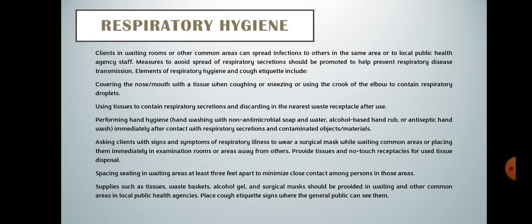Performing hand hygiene: hand washing with non-antimicrobial soap and water, alcohol-based hand rub, or antiseptic hand wash immediately after contact with respiratory secretions and contaminated objects or materials. Asking clients with signs and symptoms of respiratory illness to wear a surgical mask while waiting in common areas, or placing them immediately in examination rooms or areas away from others. Provide tissues and no-touch receptacles for used tissue disposal. Spacing seating in waiting areas at least 3 feet apart to minimize close contact among persons in those areas. Supplies such as tissues, waste baskets, alcohol gel, and surgical masks should be provided in waiting and other common areas in local public health agencies. Place cough etiquette signs where the general public can see them.